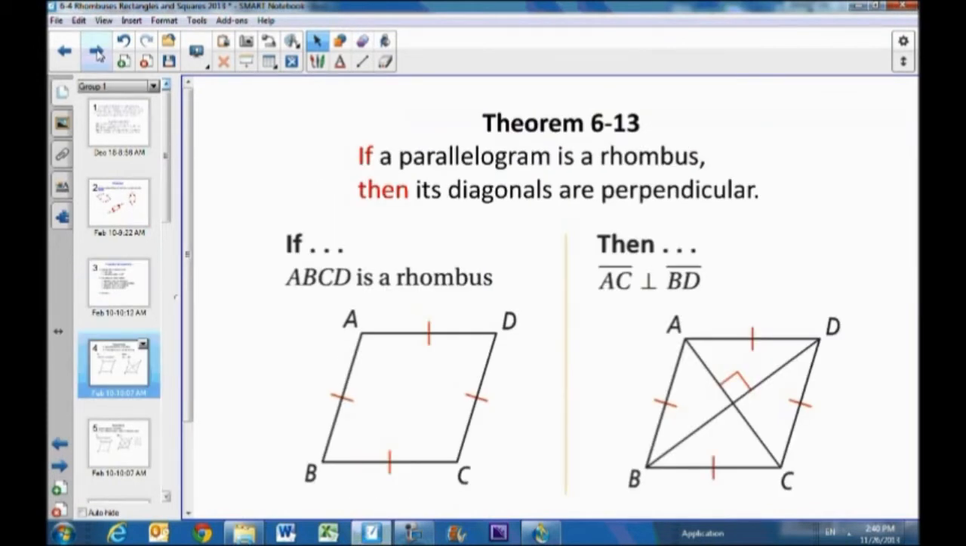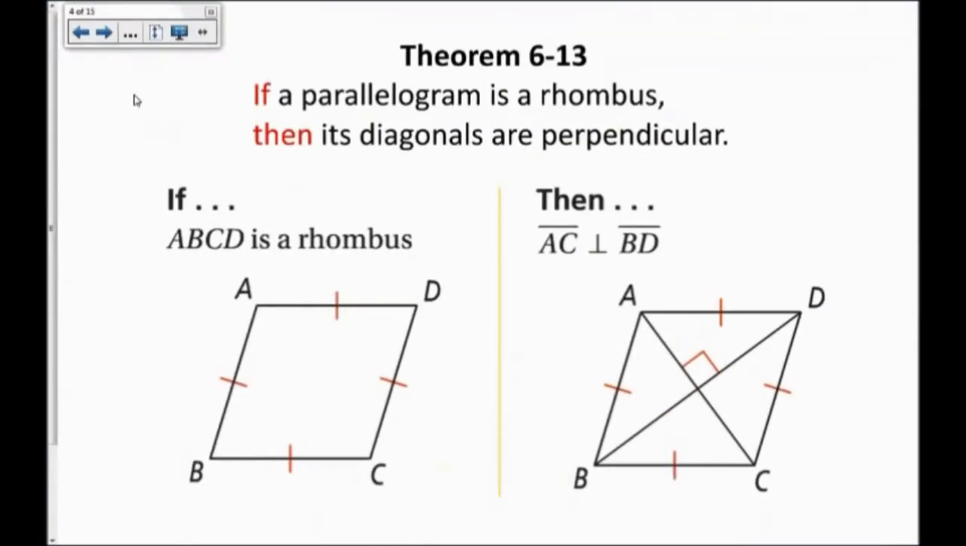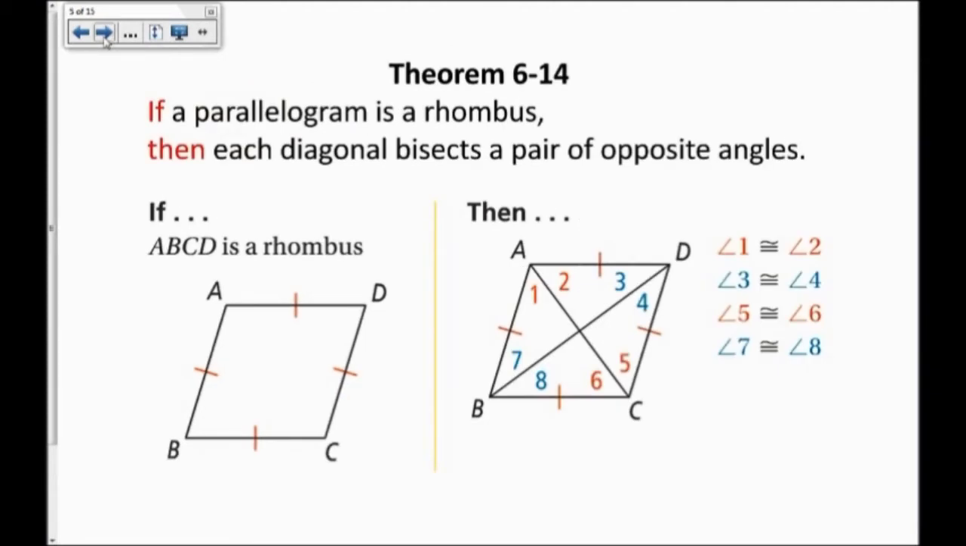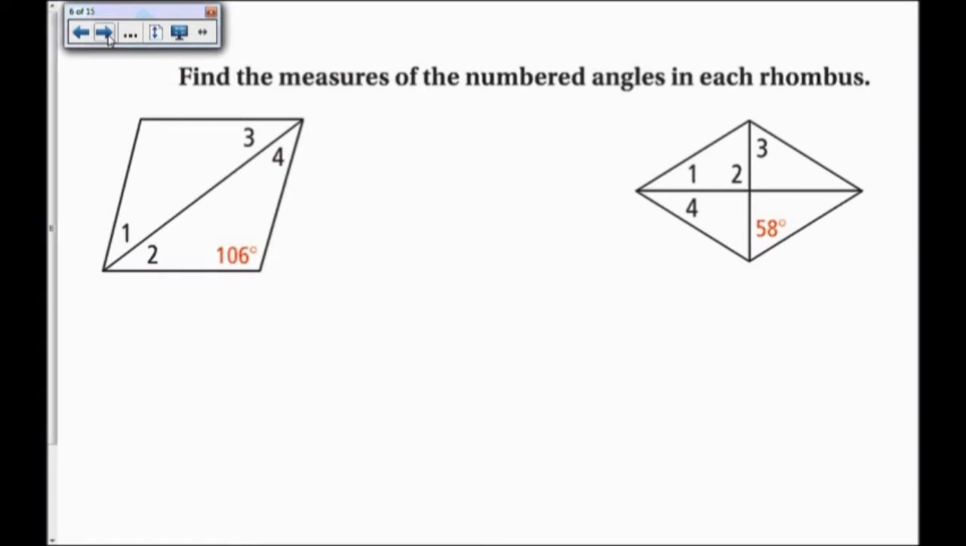The first one is that if a parallelogram is a rhombus, then its diagonals are perpendicular. The second one is if a parallelogram is a rhombus, then each diagonal bisects a pair of opposite angles. Now I'm going to use those properties to find some missing angles. I know that this angle is 106, and I need to find angles 1, 2, and 3.